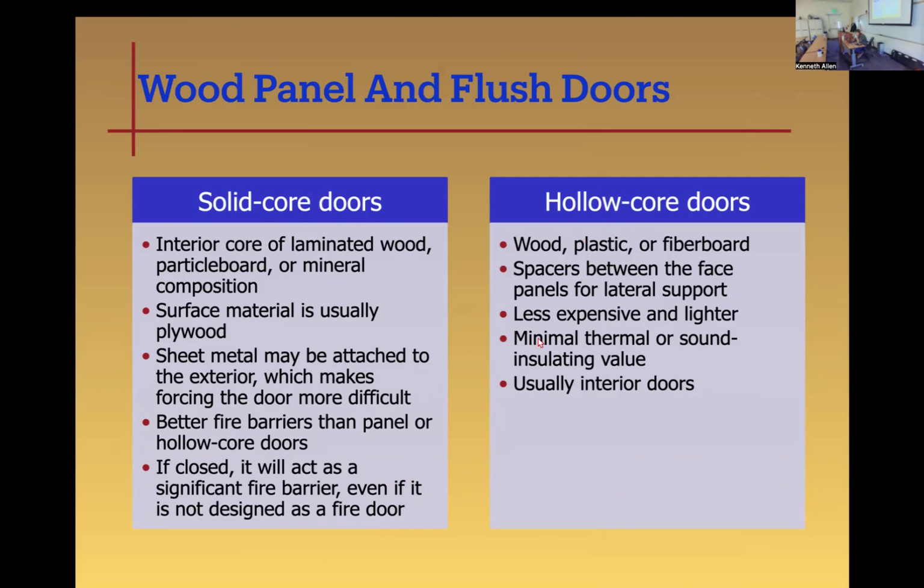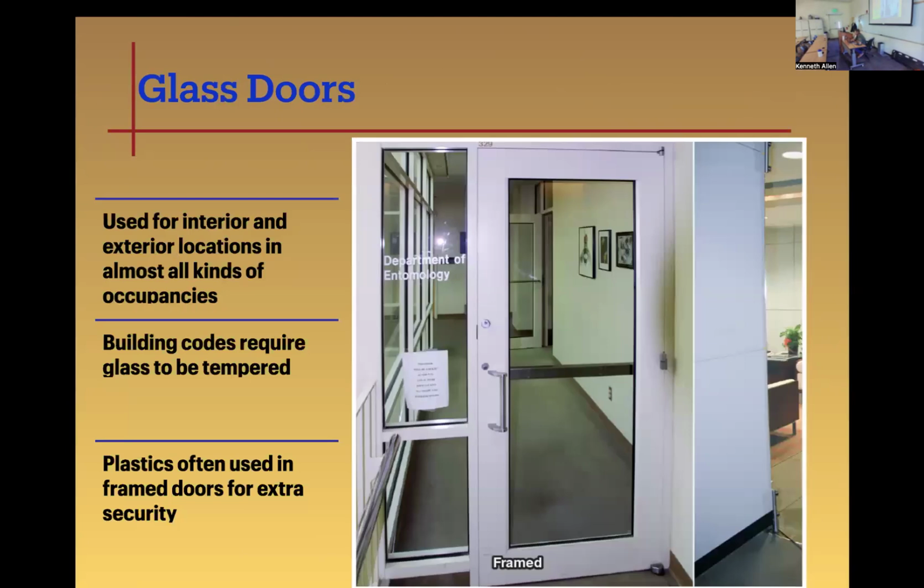Hollow core doors, they're usually between interior rooms of a house. The exteriors are usually panel and solid core to get from the inside to the outside. So garage or front doors or back doors are usually solid core or panel, whereas between bedroom and hallway, usually hollow core. Much less integrity when it comes to a fire.